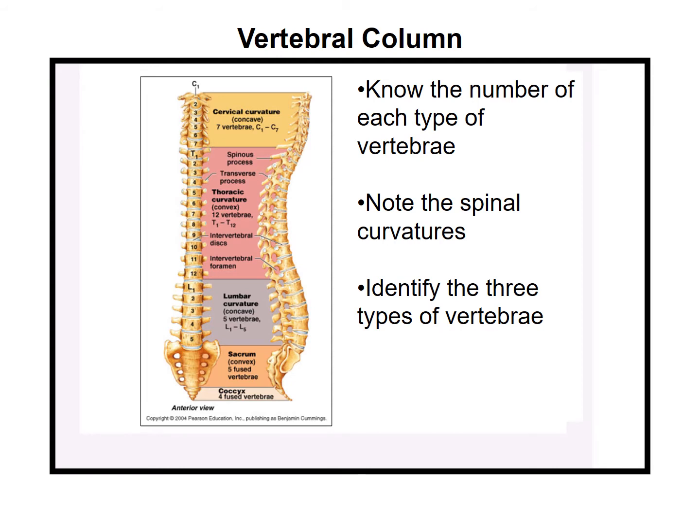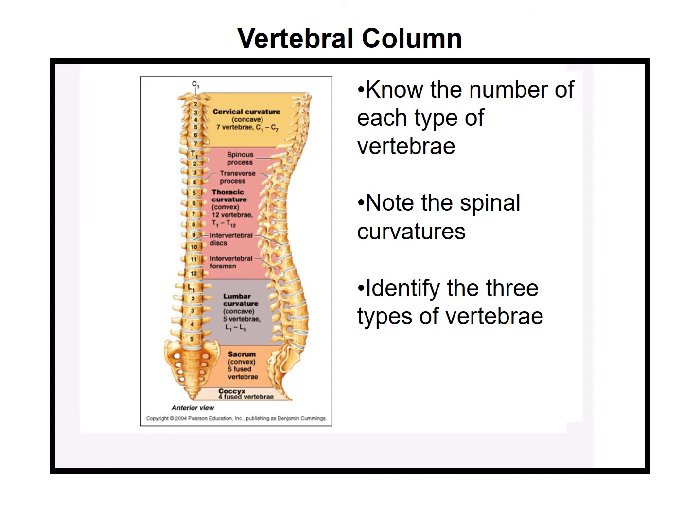The vertebrae are subdivided by region. You have the cervical vertebrae of the neck. You have the thoracic vertebrae of the thorax. These vertebrae also articulate with the ribs. You have the lumbar vertebrae of the lower back. And then you have the sacrum, which consists of fused vertebrae, as well as the coccyx, which also consists of fused vertebrae.